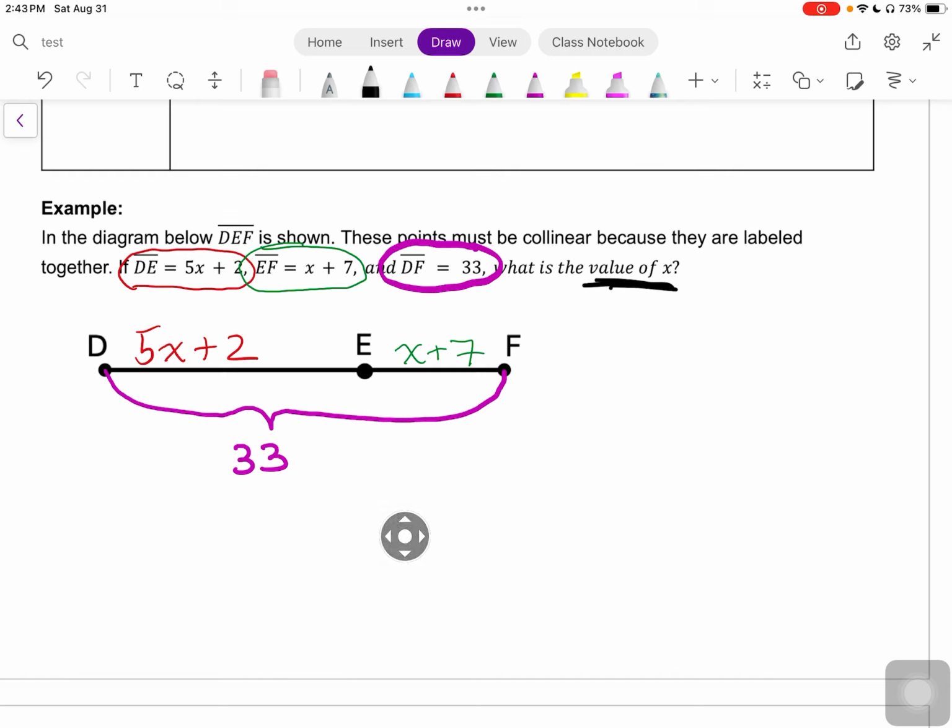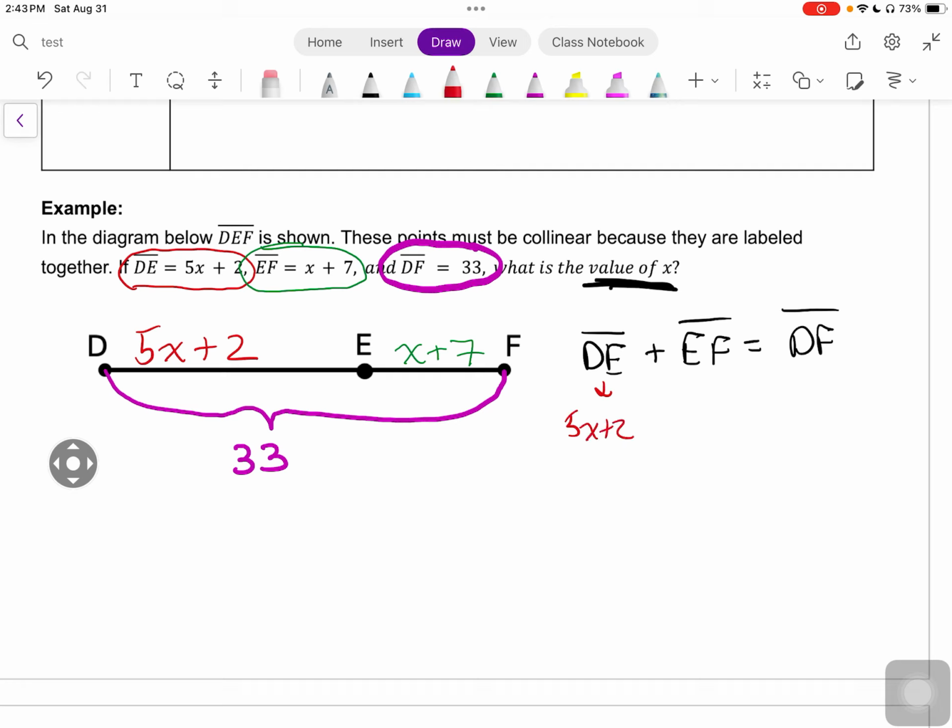So what we're kind of learning here, what we need to know is that D to E plus E to F makes up 33. I jumped into a little bit of a more complicated problem to start with the algebra, but the way you're going to want to look at this, if we write it in notation first, we can say the segment of D to E plus the segment of E to F is equal to D to F. And now we can just plug in what each of the values are. So we know that D to E is 5x plus 2. We know that E to F is x plus 7. And we know that D to F is 33.